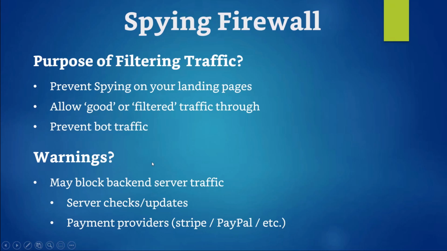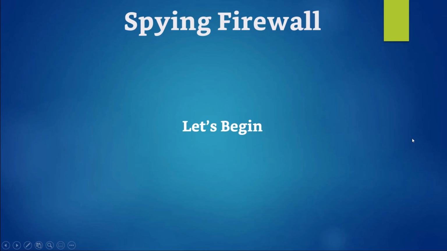So some of the warnings in regards to setting up our firewall: you may end up blocking backend server traffic. That is the reason why we want to create our IP list, so that this does not happen. We don't end up blocking any of our own traffic that we need to access the site, such as server checks or updates, as well as payment providers such as Stripe, PayPal, etc. if you do decide to run transactions on your site. So these are just some additional warnings when you do set up the firewall. So let's go ahead and begin.